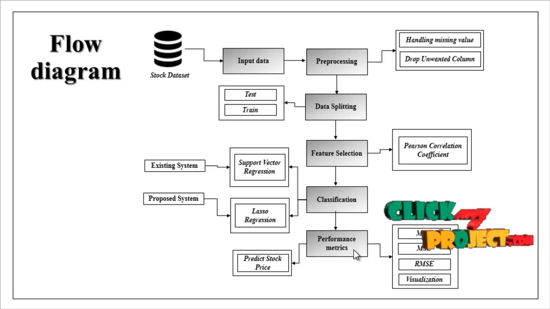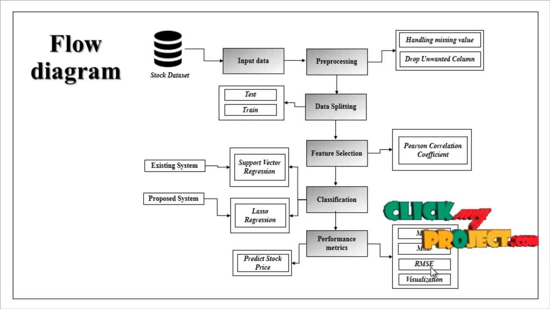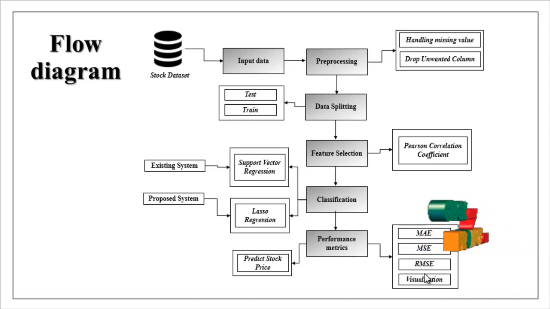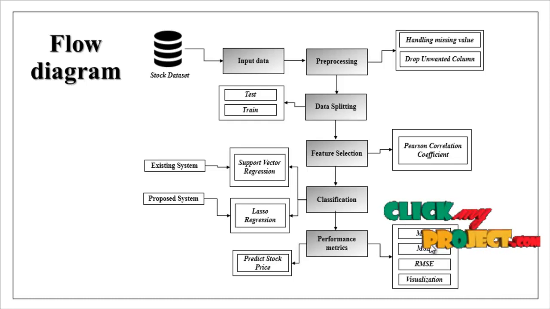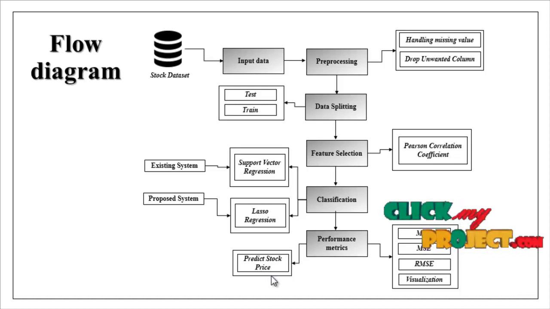Then performance metrics. Here we estimate some performance metrics like MAE, MSE, RMSE. These are the error values. Then visualization. Based on error values we can conclude which is efficient or not. Then we predict the stock price. So this is the flow of our project.